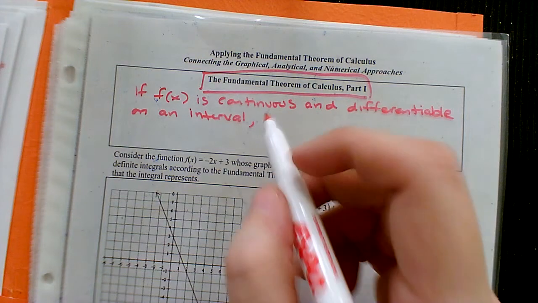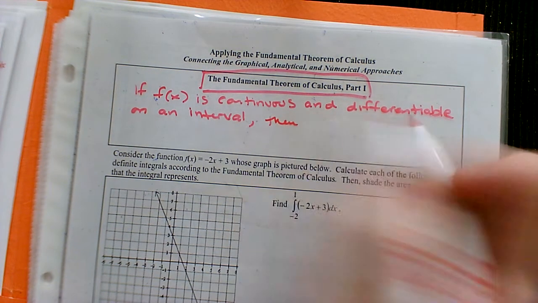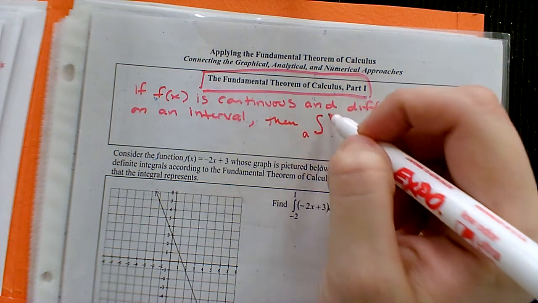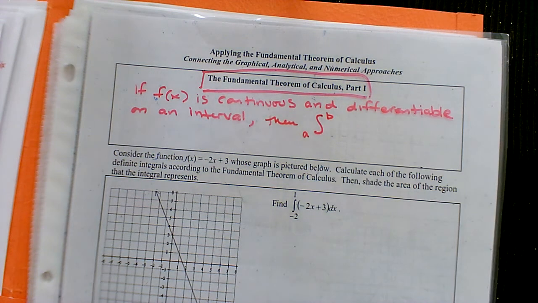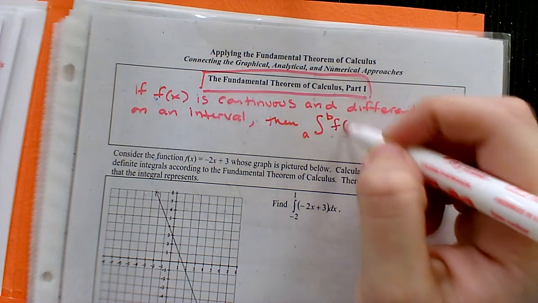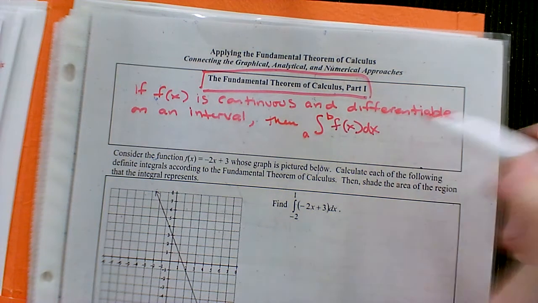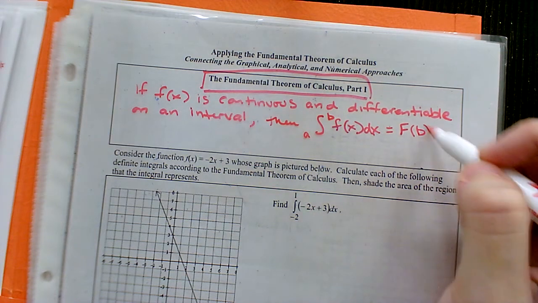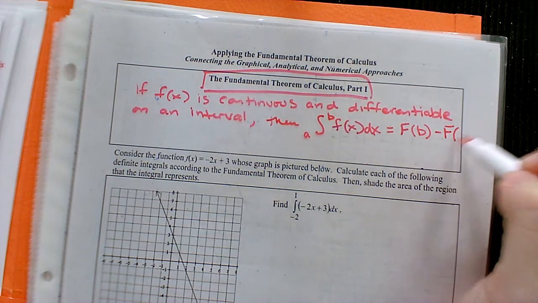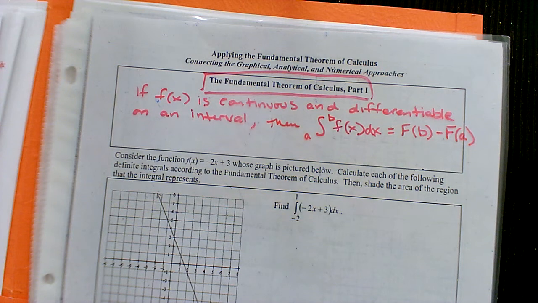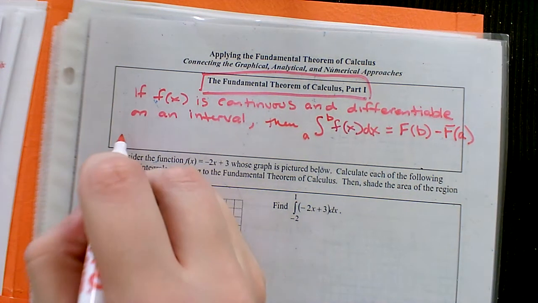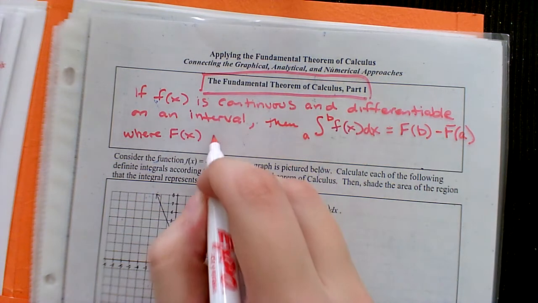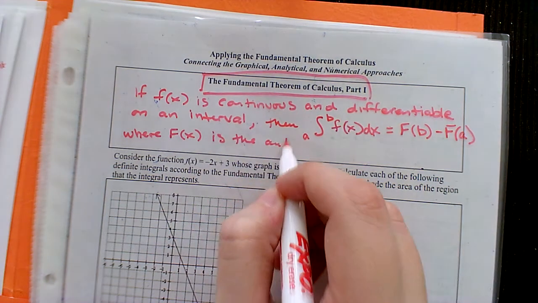Okay, so if both of those are happening on an interval, then the integral, the little S shape, from A to B, okay, your beginning value and your ending value, of f of x dx is equal to capital F of B minus capital F of A. And we're specifically going to label this capital F is the antiderivative.